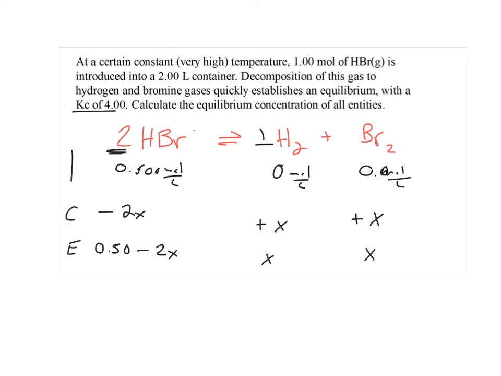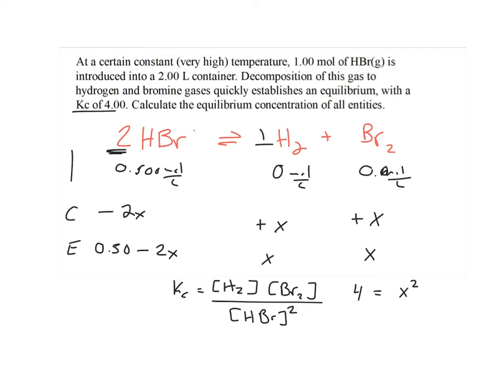We know Kc in this situation, and now we can build our equilibrium law. So Kc is my concentration of H2 times my concentration of Br2 divided by my concentration of HBr, and that's squared. Now when I put in numbers, this is going to be 4 is equal to x squared, because it's x times x, over 0.50 minus 2x. And that's going to be squared as well.